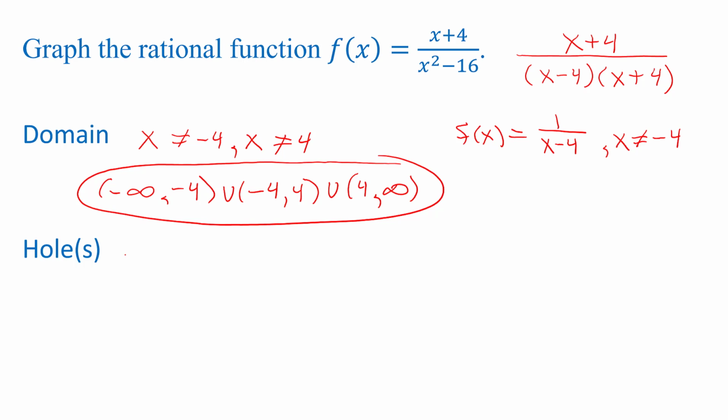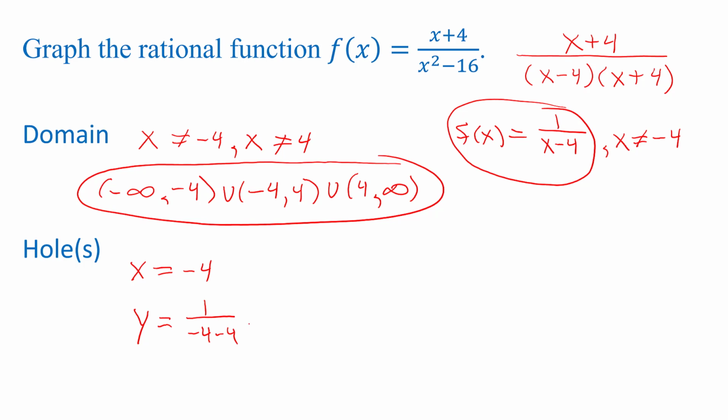What is happening when x is equal to negative 4 is that we do have a hole in our graph at that point. So the hole occurs at x equals negative 4, and to find the y value at that point on the graph, we would look at our simplified version of f of x here, plug in negative 4 for x. I would have y equals 1 over negative 4 minus 4, or negative 1/8. Our hole then is the point on the graph, negative 4, negative 1/8.